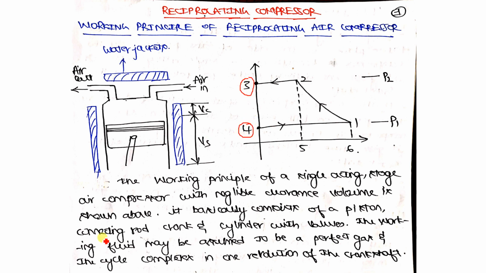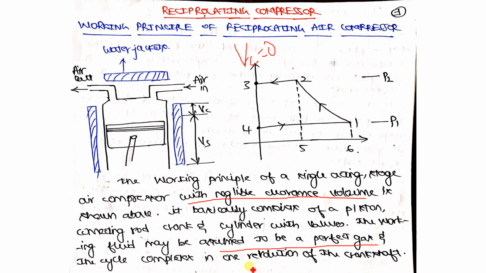Okay, so the working principle of the single acting stage air compressor with negligible clearance volume. This is very important, with negligible clearance volume. That's why your VC becomes 0. That is why your state points 3 and 4 are on the axis itself, as shown above. It basically consists of a piston rod, crank and cylinder with valves. The working fluid may be assumed to be a perfect gas. Definitely we'll be assuming it as a perfect gas for all our further analysis. The cycle completes one revolution of the crankshaft.